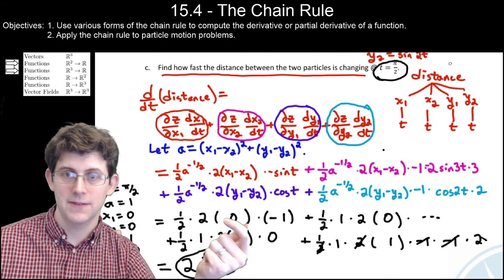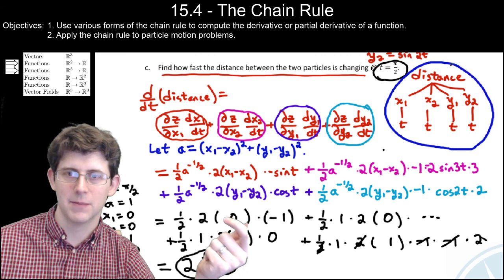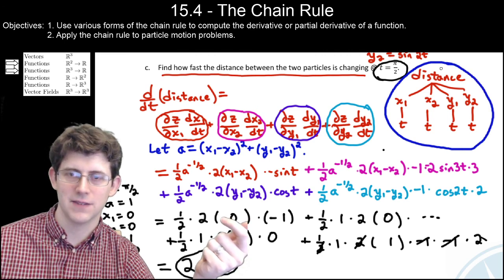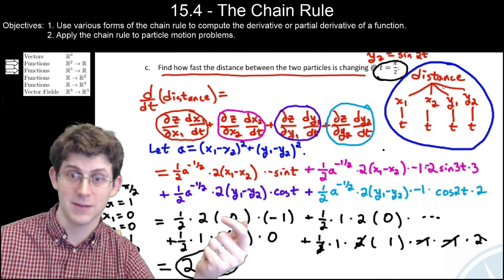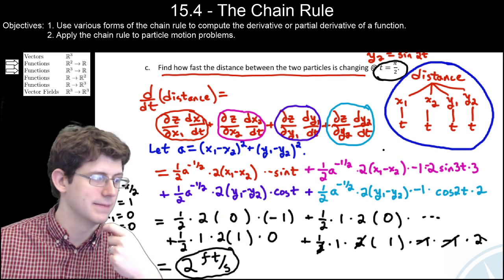So if it's appropriate to draw this diagram because you have your master variable that's dependent on a lot of intermediate variables, that's when the chain rule is going to be useful. Okay, that's it.